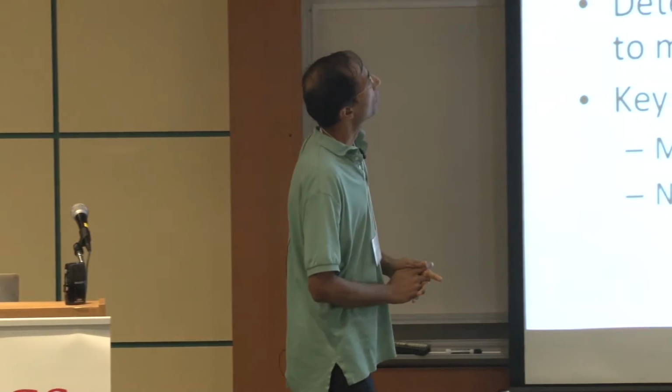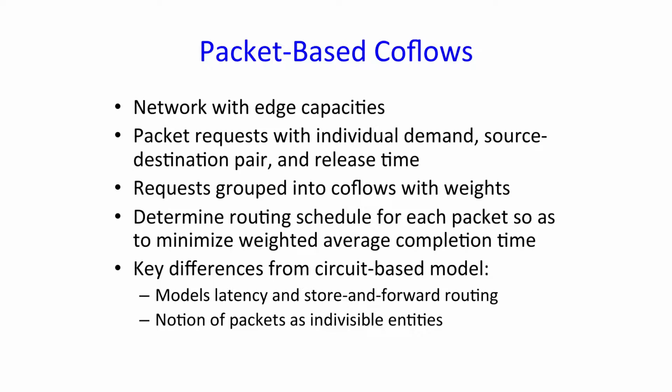Okay, so I have just a couple of minutes. So I will quickly go over the differences in the packet-based model. So we also consider a packet-based model. Here again, we have networks with edge capacities. Packet requests: instead of saying I want so much bandwidth, what we say is, so many packets have to be sent from this sender to this destination. These groups of packet transfers constitute a coflow. We have individual release times, source-destination pairs, individual demands. Determine a routing schedule. So you have to specify the store-and-forward routing schedule.